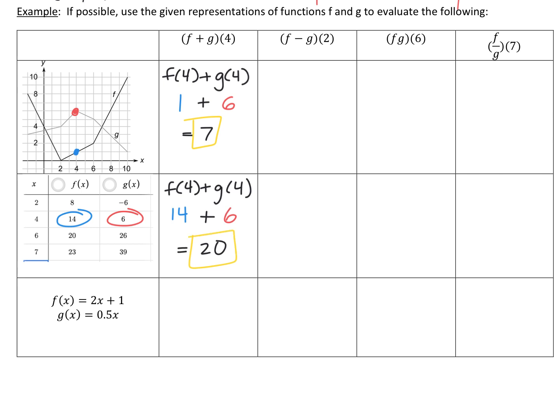Last one is an equation. So you've got, we've already done some like this. So again, you know you're doing f of 4 plus g of 4. Let's figure out each of those. Plug in 4 for f. It would be 2 times 4 plus 1. So 8 plus 1. 9. G of 4 would be 1/2 times 4, or 0.5 times 4, so 2. Add those together and you should get 11.